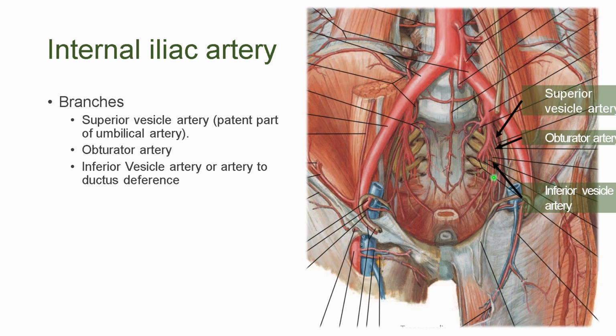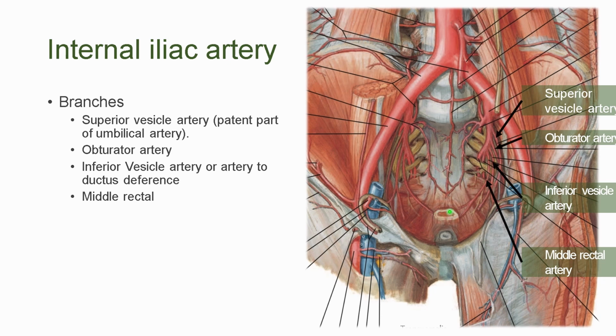Vesicle means urinary bladder. It means the superior part of the bladder is supplied by the superior vesicle artery, which is a patent part of the umbilical artery, and the inferior bladder is supplied by the inferior vesicle artery, which also supplies the ductus deferens in males. The next branch is the middle rectal artery. Sometimes it is not present, but most of the time it can be seen. Here you can see the middle rectal artery and it supplies the rectum.